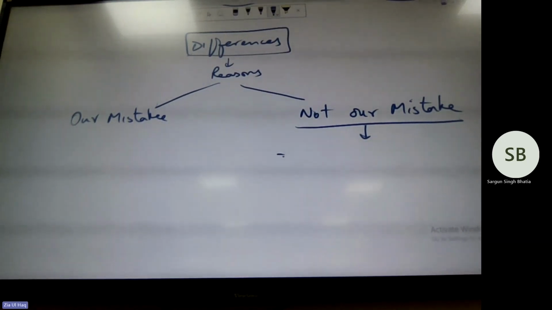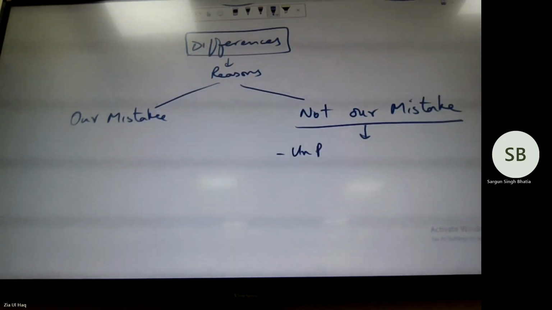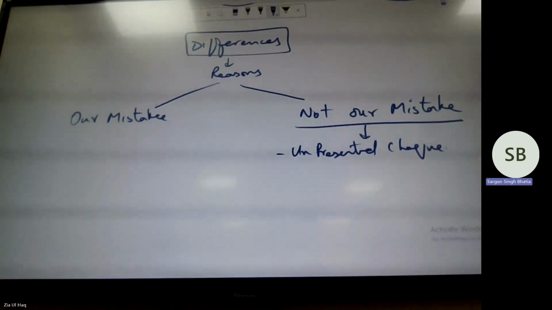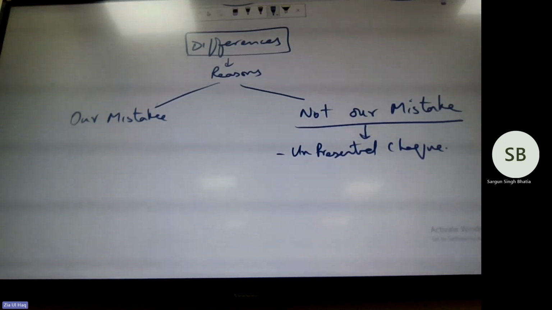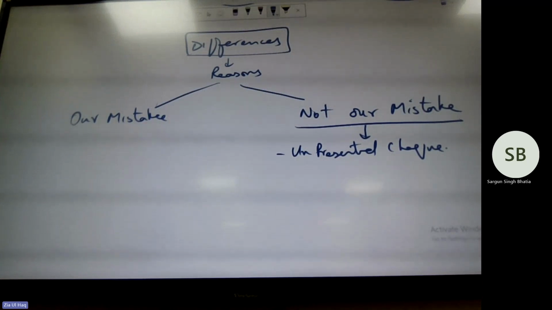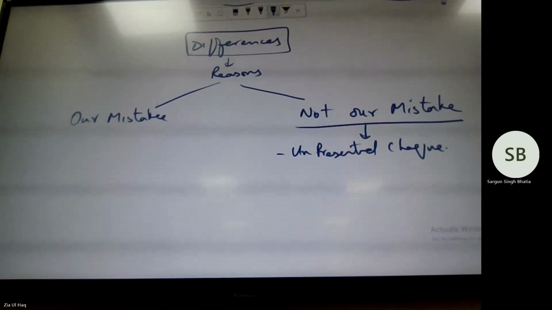So there will be a difference between cash book and passbook due to unpresented check. So there could be a difference due to unpresented check. Is that our mistake? No, sir. No, it's not our mistake. So due to this, there will be a difference.